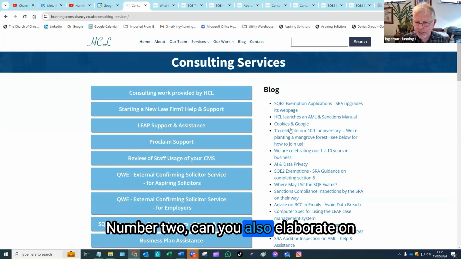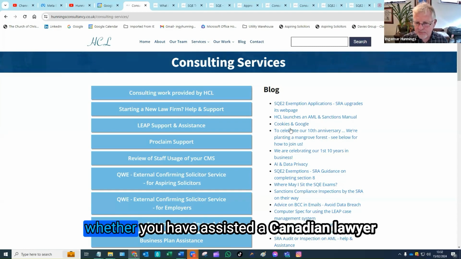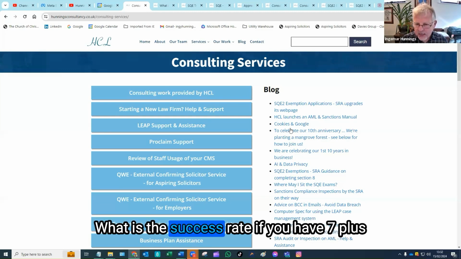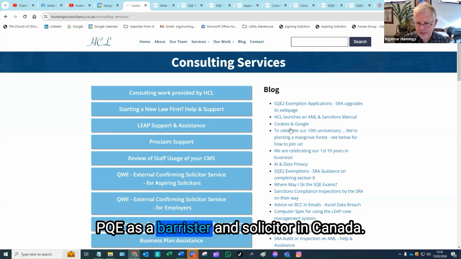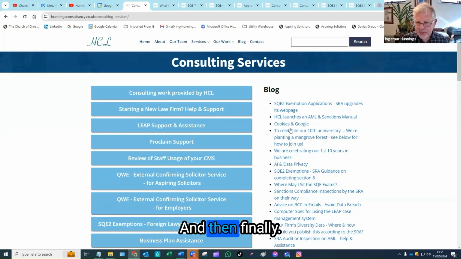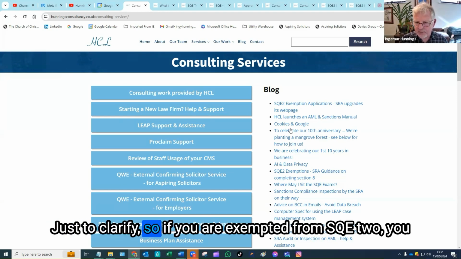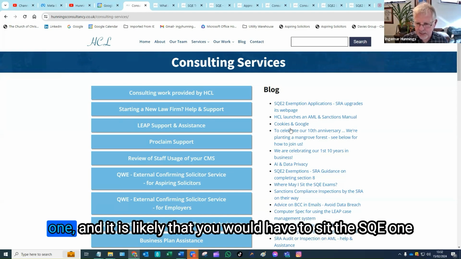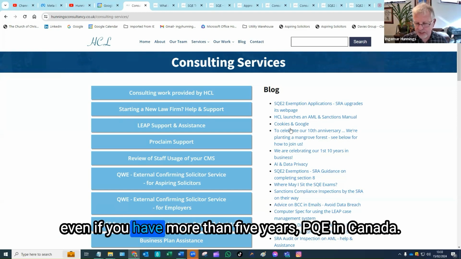Number two, can you also elaborate on whether you have assisted a Canadian lawyer for an exemption from SQE2 and SQE1? What is the success rate if you have 7+ PQE as a barrister and solicitor in Canada? And then finally, just to clarify, so if you are exempted from SQE2, you are not automatically considered as exempting from SQE1, and it is likely that you would have to sit the SQE1 even if you have more than 5 years PQE in Canada.